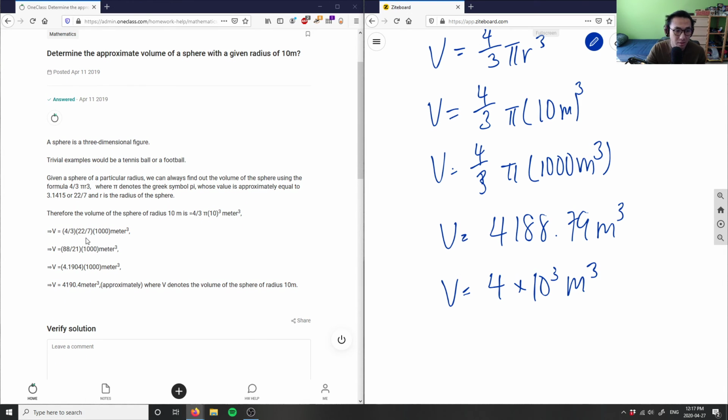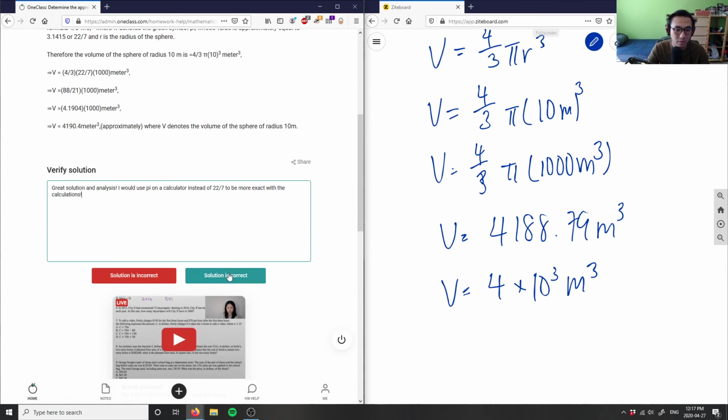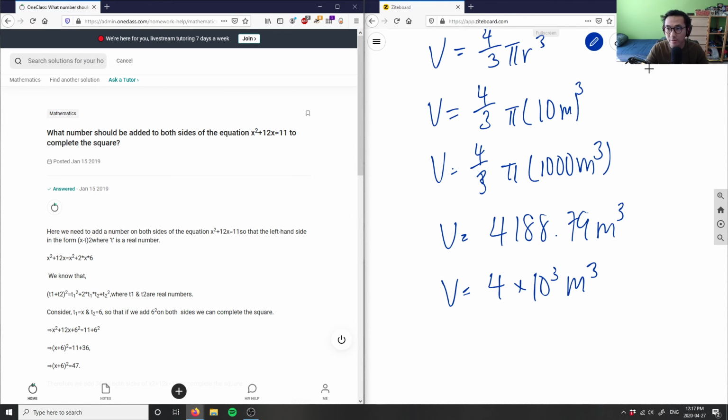They did the exact same thing here. V equals 4 over 3. Instead of pi, they did 22 over 7, which is the approximate value. I would actually just sub in pi in my calculator if needed. And then they calculated this. 4190.4 is awfully close to this one here. So this is a great solution analysis. I would use pi on a calculator instead of 22 over 7 to be more exact with the calculations. So great solution, and the solution here is correct.